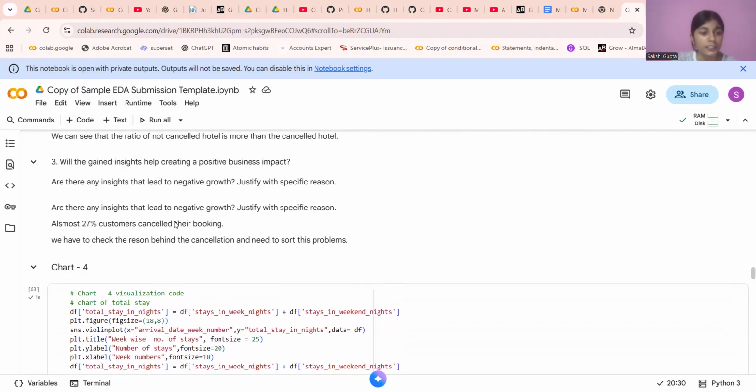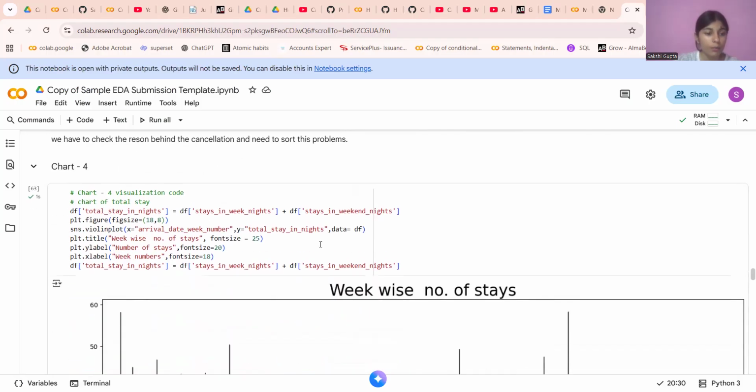Third question is, will the gained insight help create a positive business impact? The answer is almost 27% of customers cancel their booking. We have to check the reason behind the cancellation and need to solve this problem.